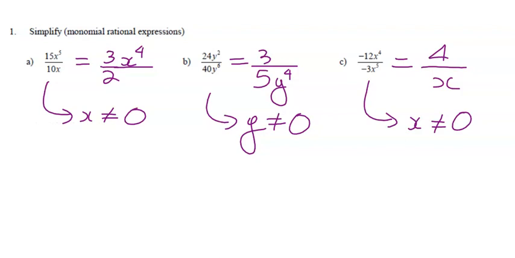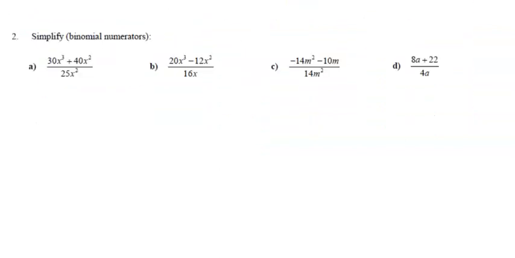Okay, everybody get 4 over x? Simplify binomial numerators. Okay, so we do have to factor, right? In this case, denominators won't be factored, so we could just state non-permissible values. Let's just do that first.